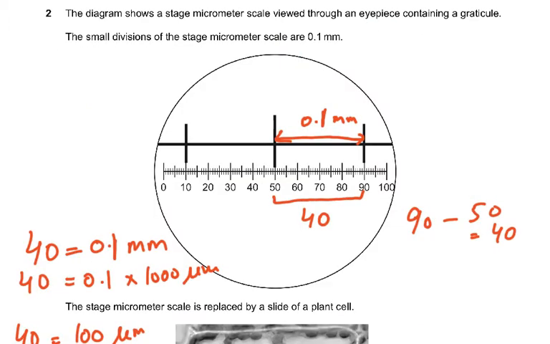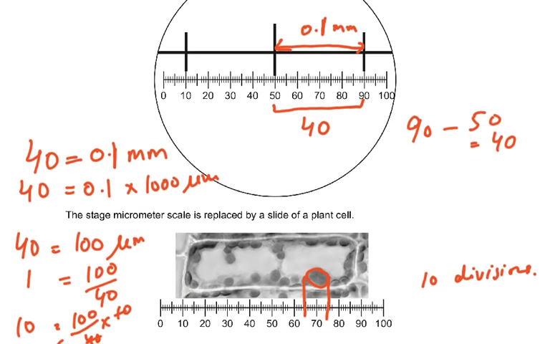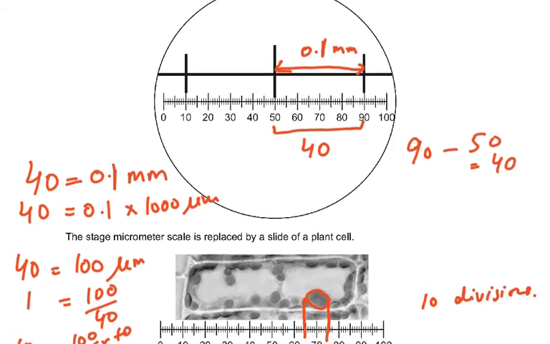Now looking at question 2, the diagram shows a stage micrometer scale viewed through an eyepiece containing a graticule. The small divisions of the stage micrometer scale are 0.1 millimeter. So, somebody asked me, but miss, how do we find out which one is which? Well, of course, if you look at the later part of the question, it says the stage micrometer is replaced by a slide of a plant cell. So, the stage micrometer has been removed. So that is the one which was the stage micrometer was 0.1 millimeter.